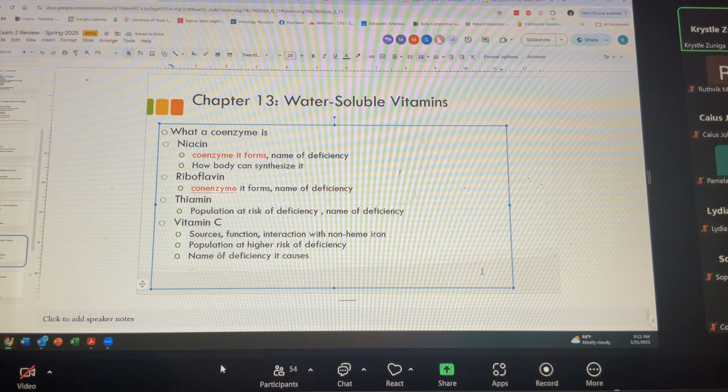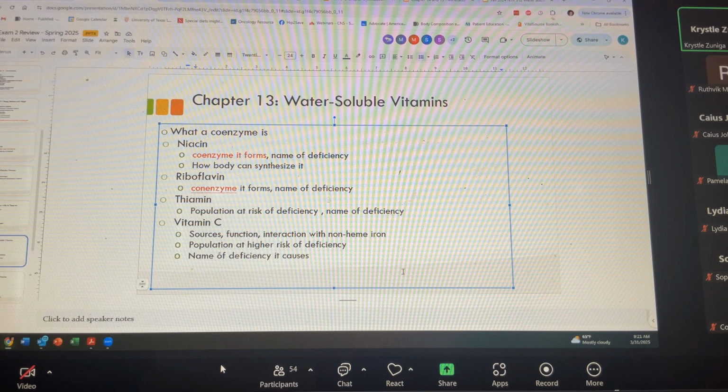What a coenzyme is, basically, an enzyme can't function without it. I already brought this up. Niacin forms the coenzyme NAD, riboflavin forms FAD. I didn't put a question about how the body can synthesize it, but we can, from the amino acid tryptophan, but this is not on the exam. Name of deficiency. So it might be helpful to create a little table. If there is a deficiency and it has a name, you should know it.